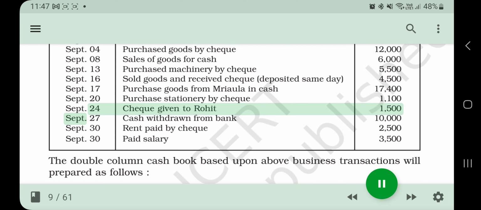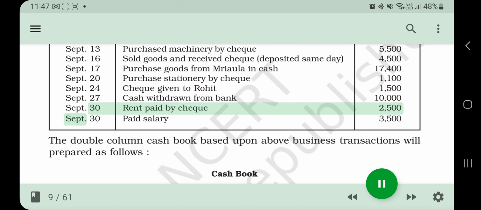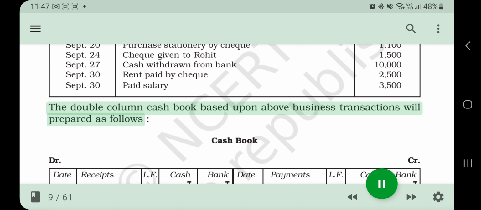Sept. 24, check given to Rohit 1,500. Sept. 27, cash withdrawn from bank 10,000. Sept. 30, rent paid by check 2,500. Sept. 30, paid salary 3,500. The double column cash book based upon the above business transactions will be prepared as follows.